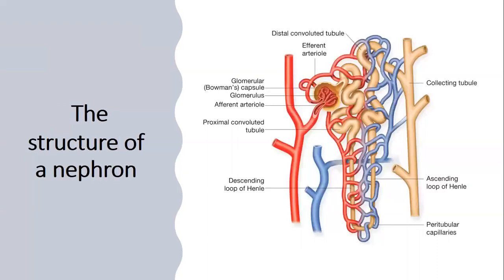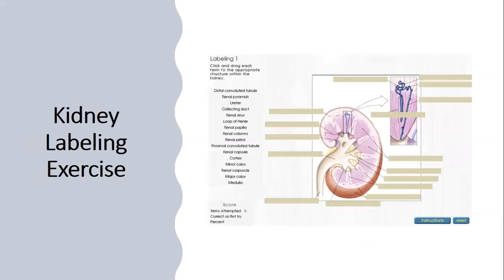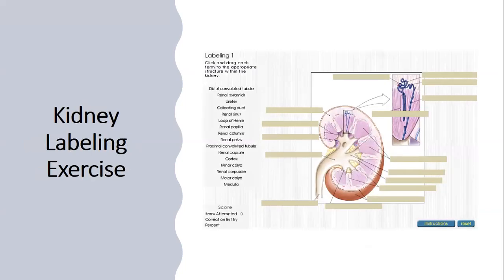Here we mention that the arteries of the kidney are an end-branching system. There are no connections between the arteries. So if any artery is damaged, there is damage in the function of that part of the kidney. Here is the kidney labeling exercise: distal convoluted tubules.